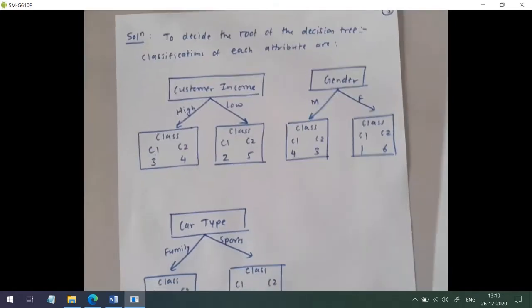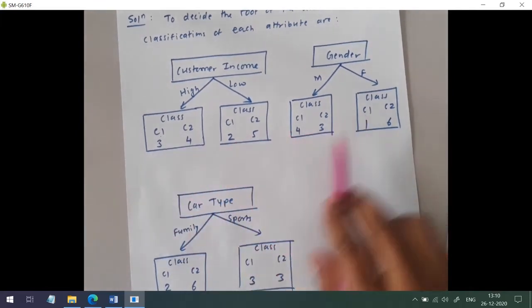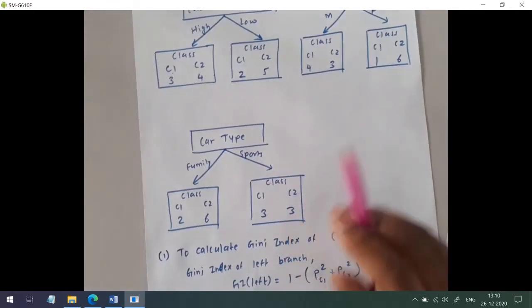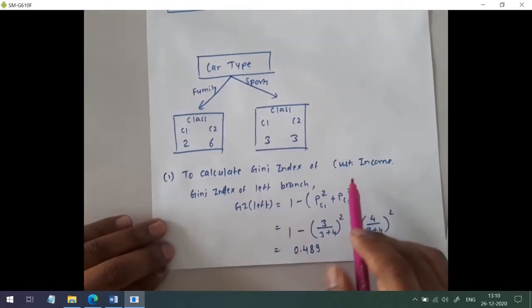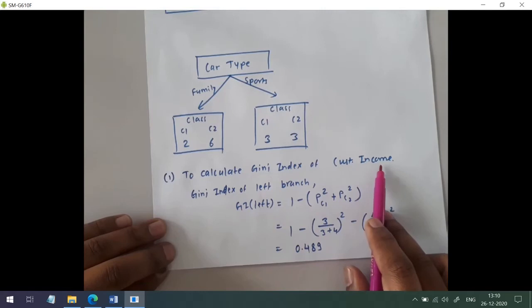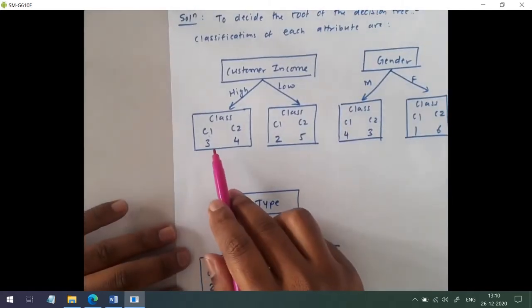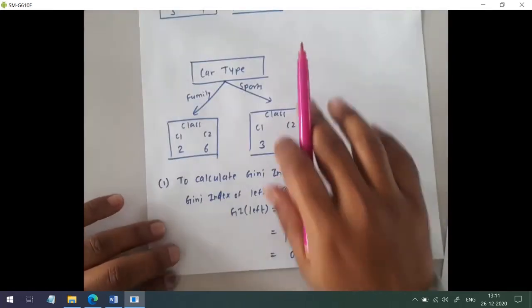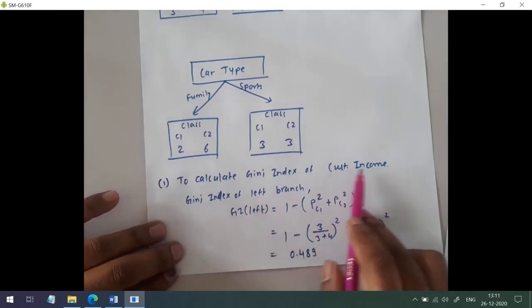Okay, so this is how you have to calculate the values for all the possible combinations. Now from this table you can easily find out the Gini index. First we will talk about the customer income attribute. To calculate the Gini index of the customer income attribute, we first have to calculate the Gini index score for the left branch.